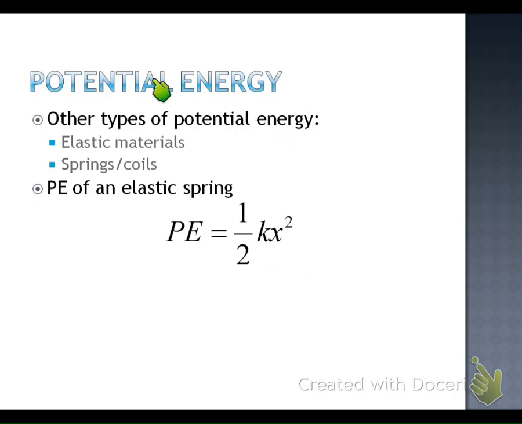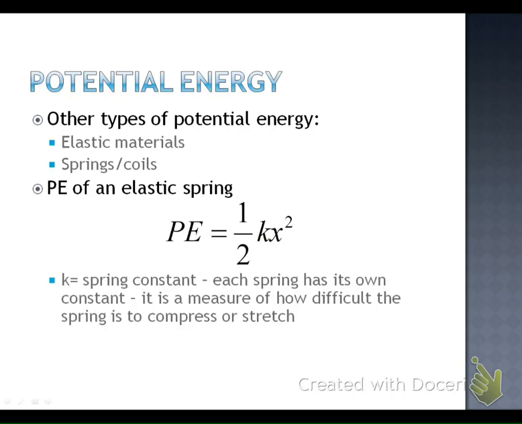You don't necessarily have to have this part up here in your notes. I'm just talking about the other things we're going to talk about with potential energy. So potential energy is equal to 1/2 kx squared. We haven't seen a K before, have we? Or an X. So what we're going to look at here is K, which is what we call the spring constant. Each individual spring has its own spring constant.